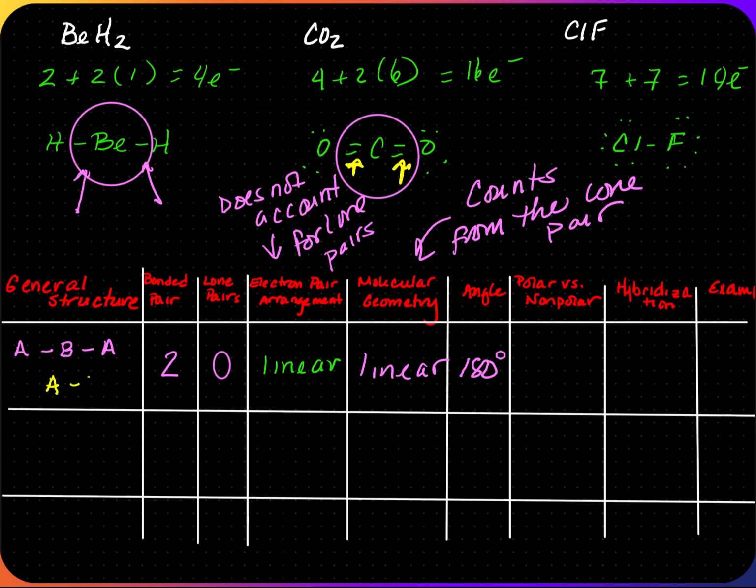There are two general structures that you could have for linear: ABA, in which the bonds could be single, double, or triple, and then you could also have two elements, AB. Examples here are BeH2, CO2, and ClF. We will come back to polar and nonpolar and hybridization after we fill the table.